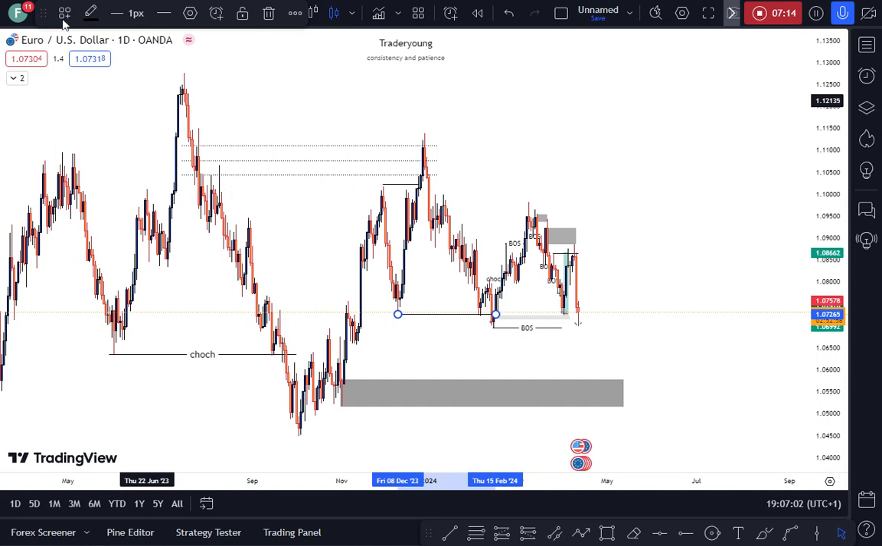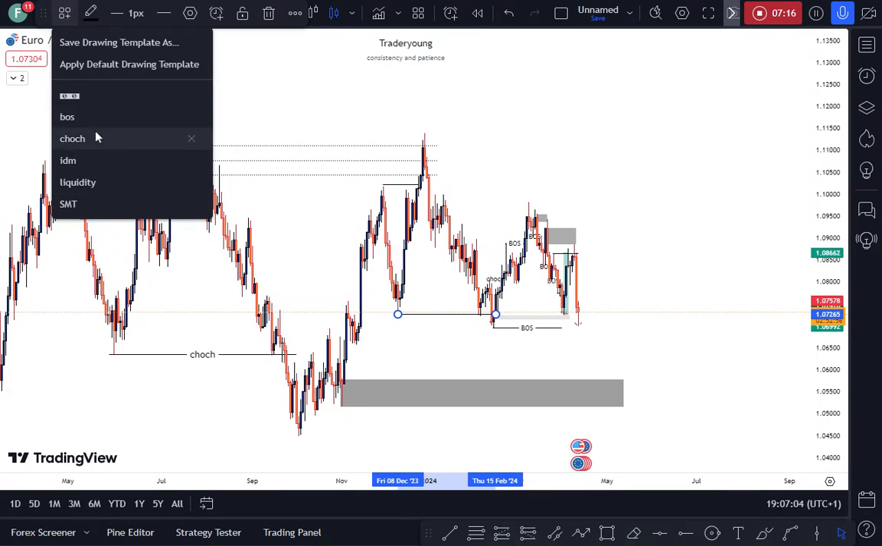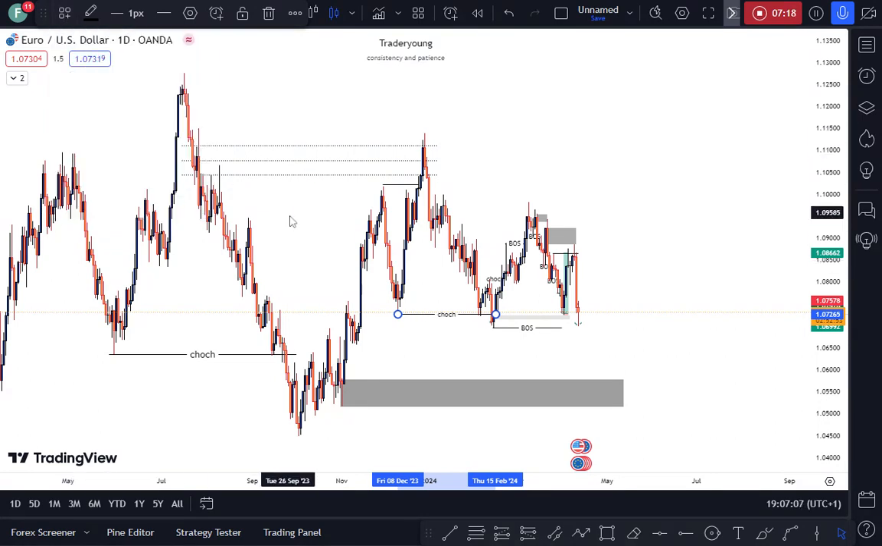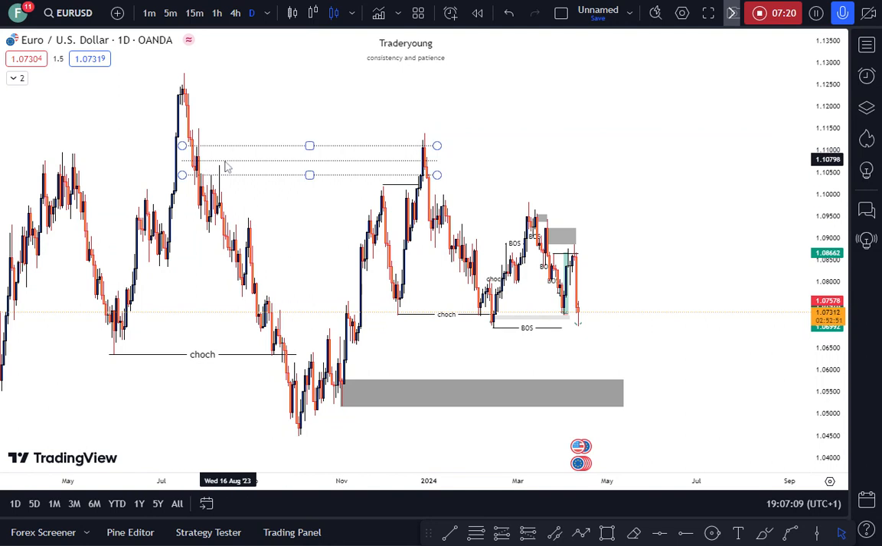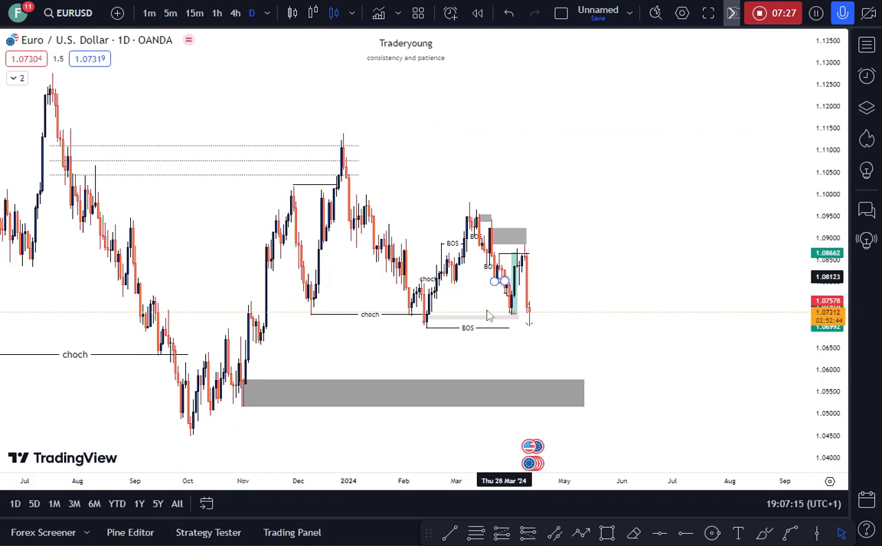This was our change of character from the daily time frame. Again, after mitigating this fair value gap from the weekly, if you remember. So this is where we had a change of character, confirming more sales.